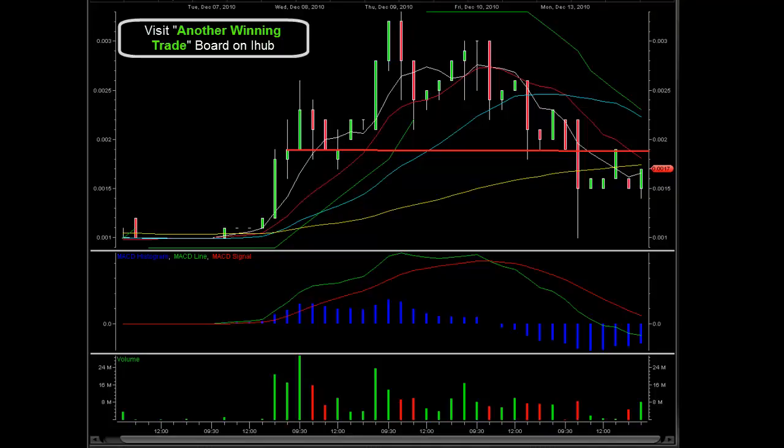Second level of resistance on the chart, what I'm going to do is plot it out right here, and I'm just going to move it down right around there. I'm actually going to make this a thicker line just because I think it's going to take a little bit more to break through this resistance level.